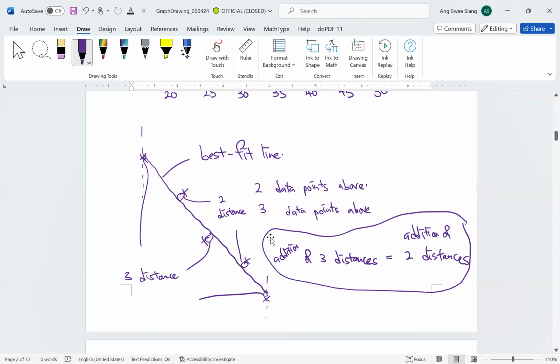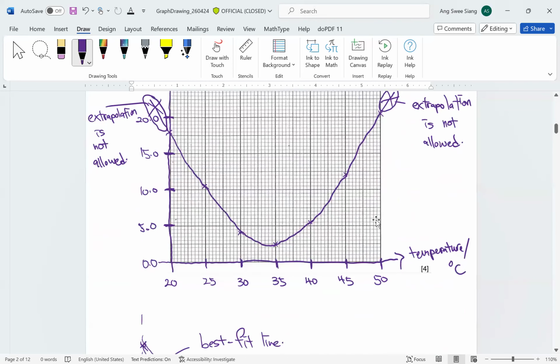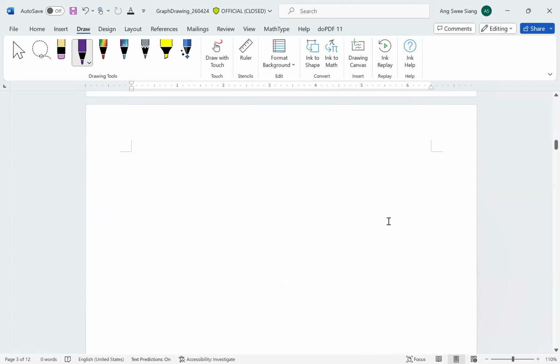Only 1 minute left, I need to end soon. So let's summarize some of the things that you need to take note of. I tell my students to remember this word: SLAP. I'm not asking you to slap people. S stands for size and scale, A stands for axis, P stands for plotting, and L stands for line.